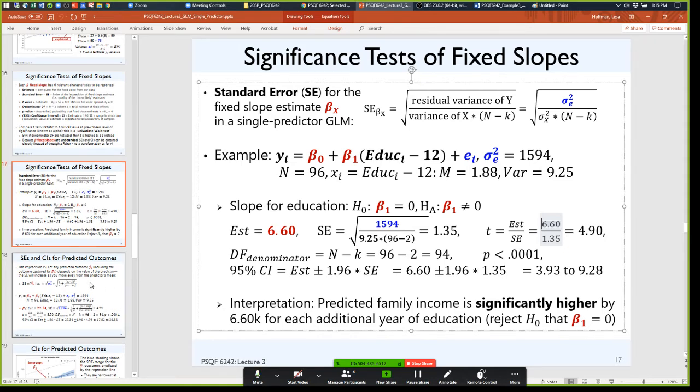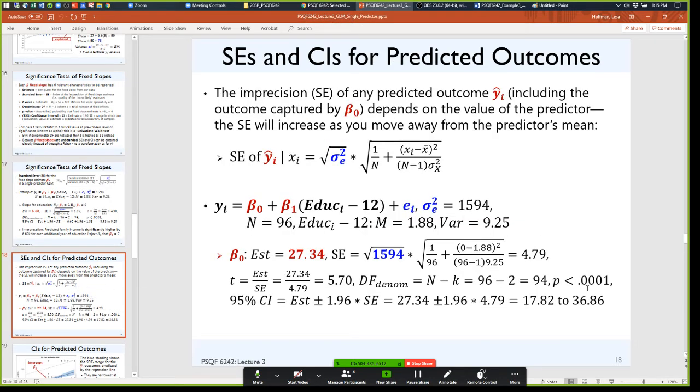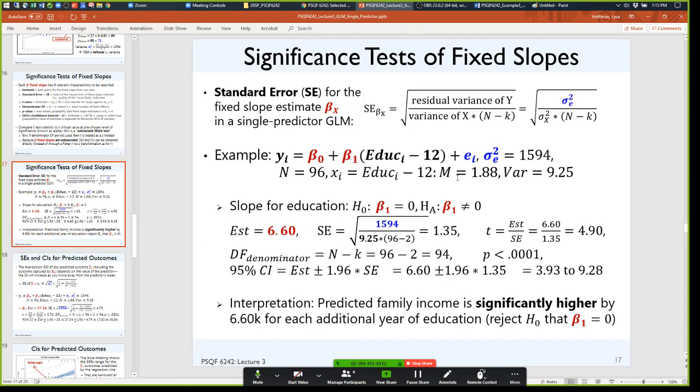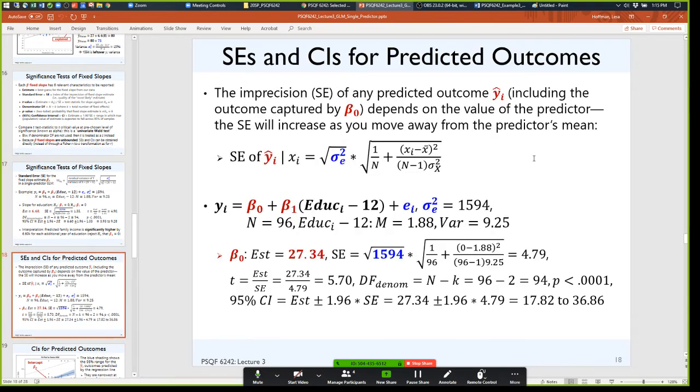Let's just do one more thing, and then I'll show you how it works. So this is a standard error of a slope. It's a way that helps us determine how unexpected the slope is relative to a no-slope null hypothesis, given our sample size. Standard errors for predicted outcomes are a little bit different.